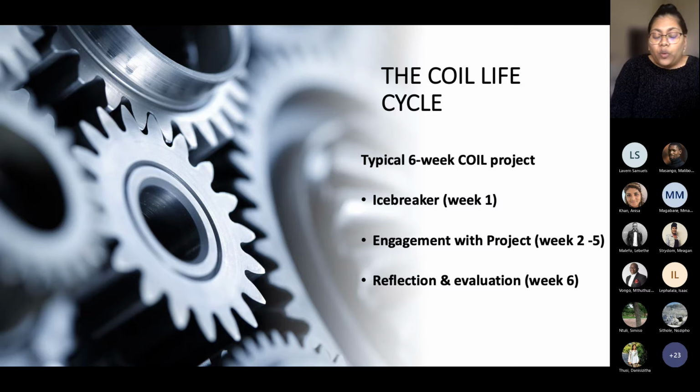Week 2 to 5, or the weeks that form the middle weeks, would include engagement with the project and the activities that you've included and designed together with your partner. Week 6 would usually include the evaluation and the reflection activities that would inform the future iterations of your COIL project that you may run in the future, or future COIL projects that you may design and develop with your partner.